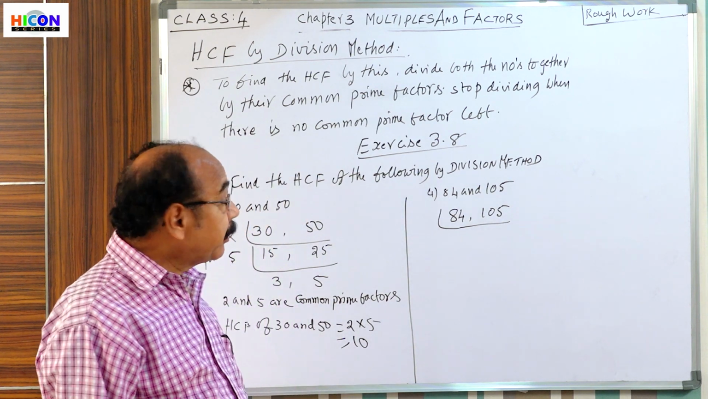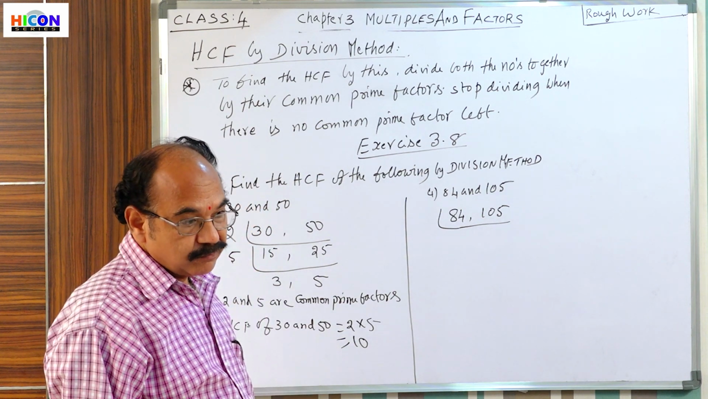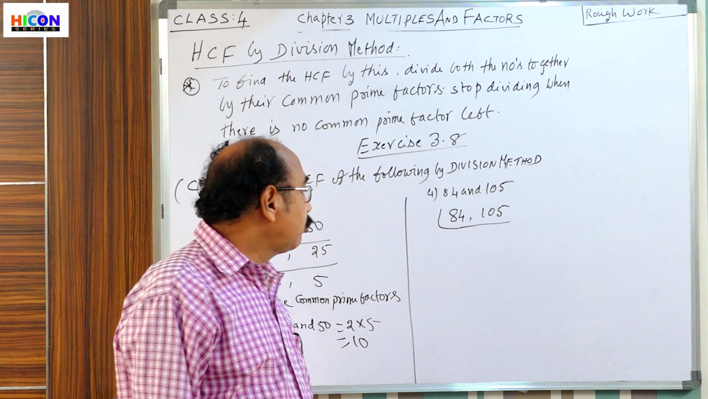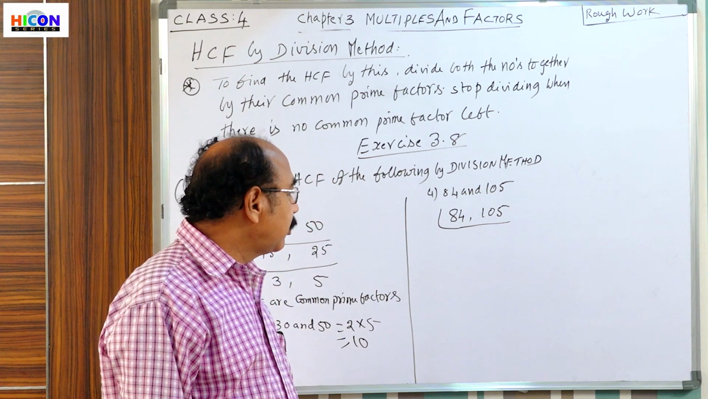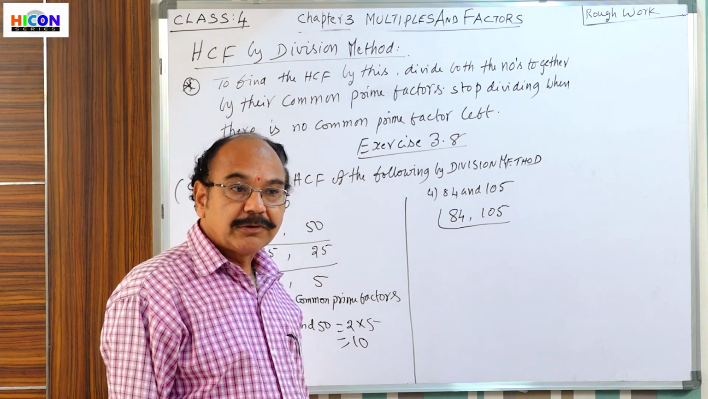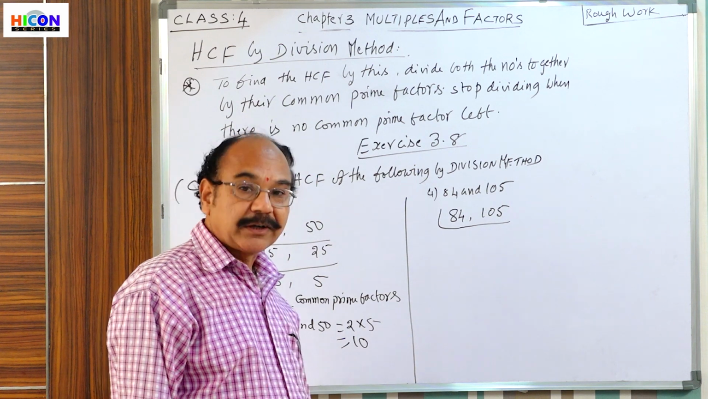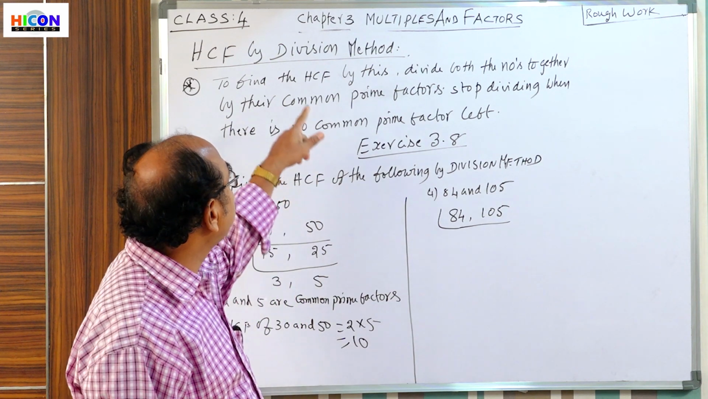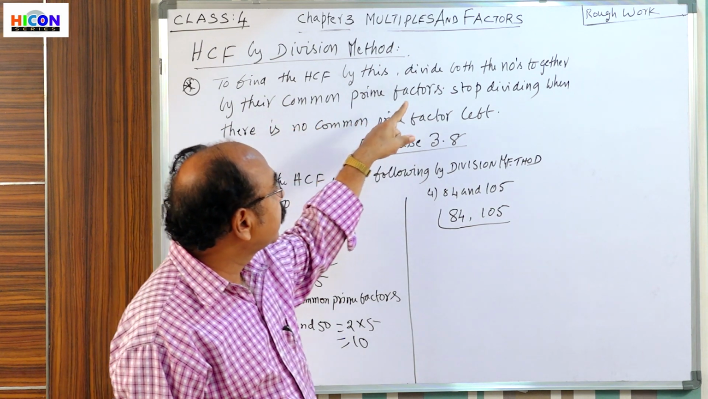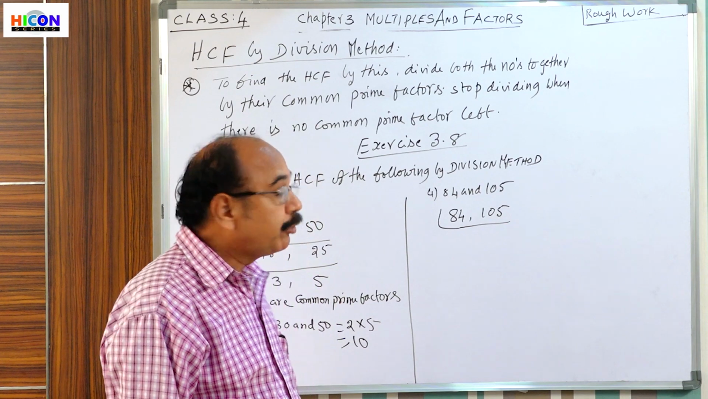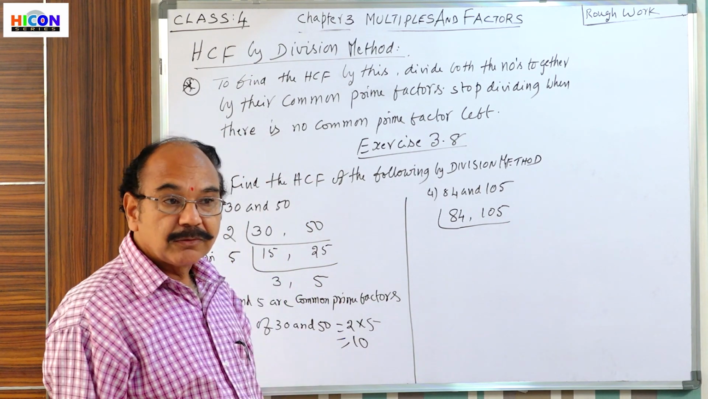2 is a prime factor, but it can't divide 105. It is not common. It can divide only 84. That's why don't select 2. Here you have to divide both the numbers together by their common prime factors.